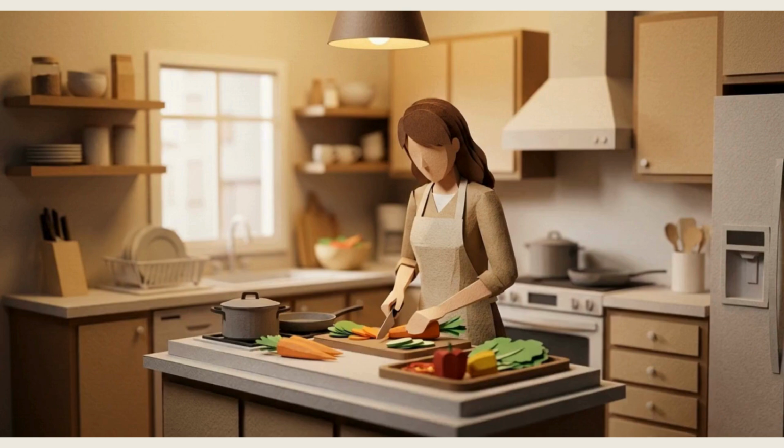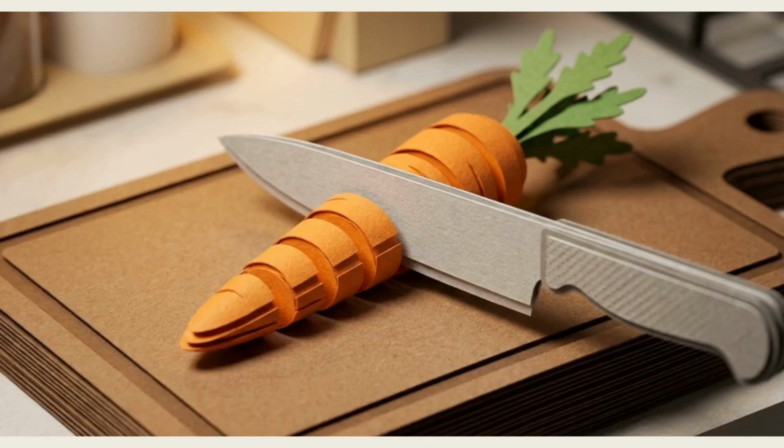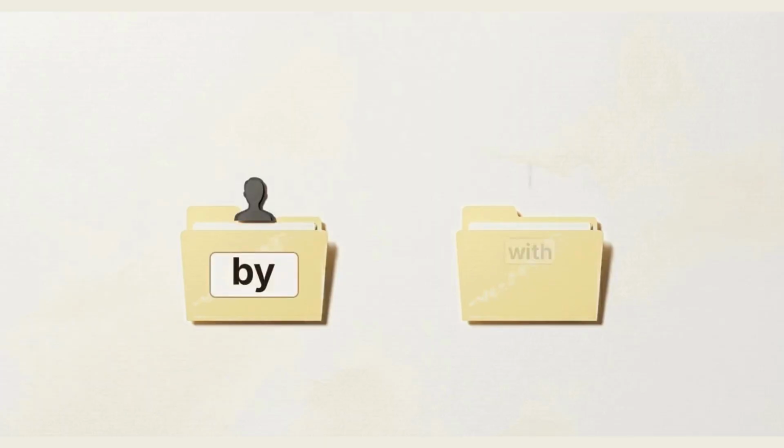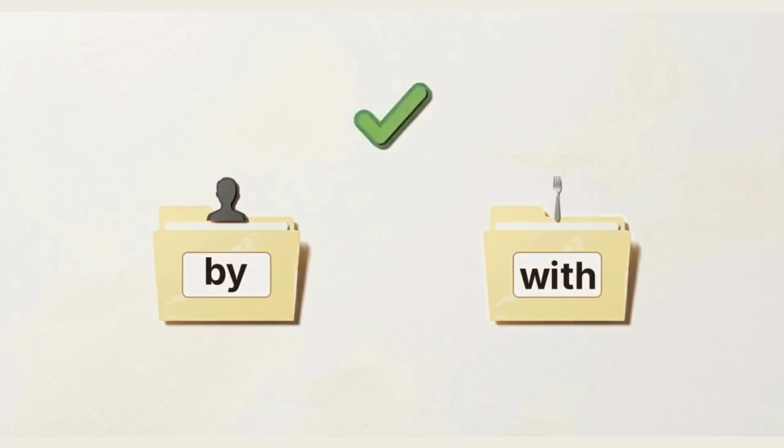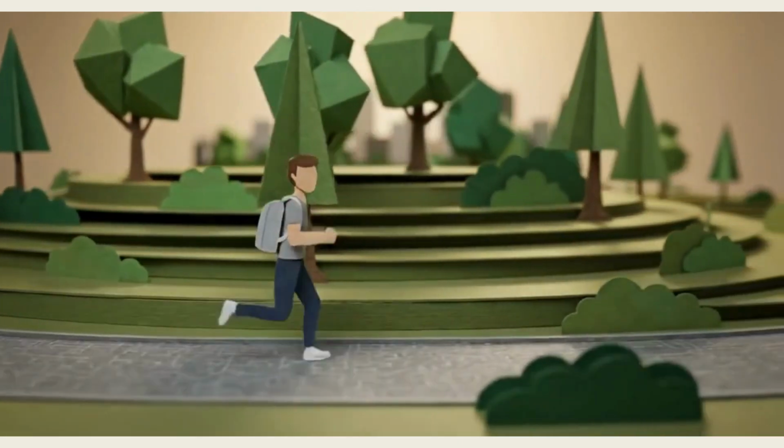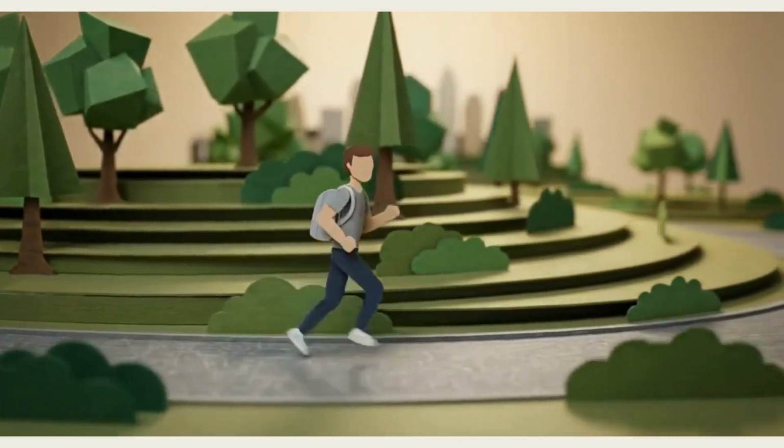For example, the vegetables were cut by Mother. Mother did the action. The vegetables were cut with a knife. Knife is the instrument. Keeping the doer and the tool separate ensures we always know exactly how an action was completed.